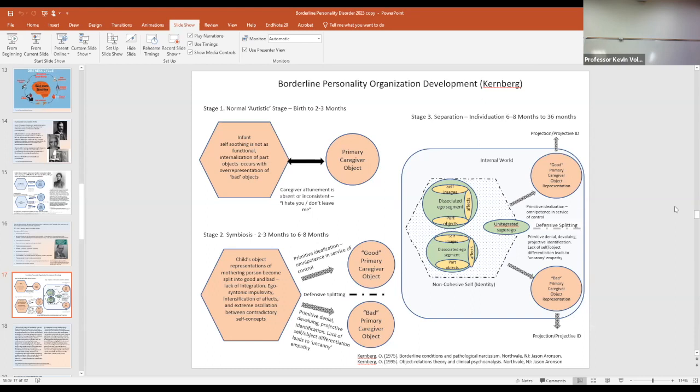And then you have this symbiosis state in the child, where the object representation of the mothering person becomes split into good and bad. There's a lack of integration, egosyntonic impulsivity, intensification of affects, and extreme oscillation between contradictory self-concepts going on here. And again, primitive idealization, omnipotence in service of control of the primary good object, and the defensive primary denial of the value, projective identification, lack of self-object differentiation, leading to uncanny empathy on the bad object.